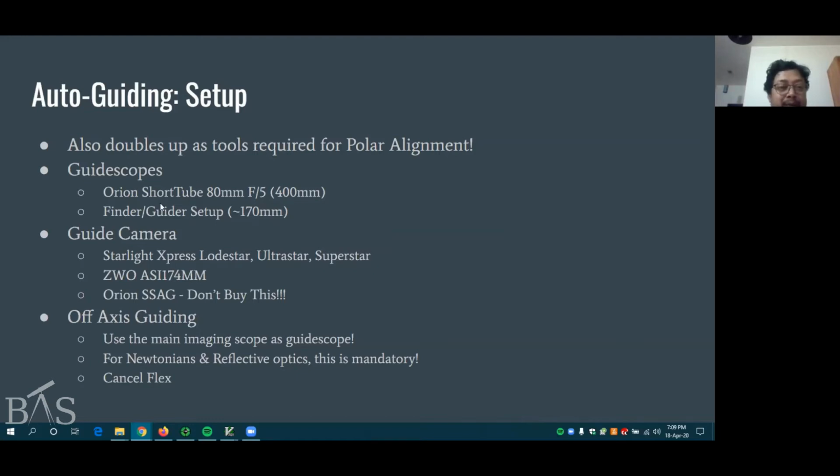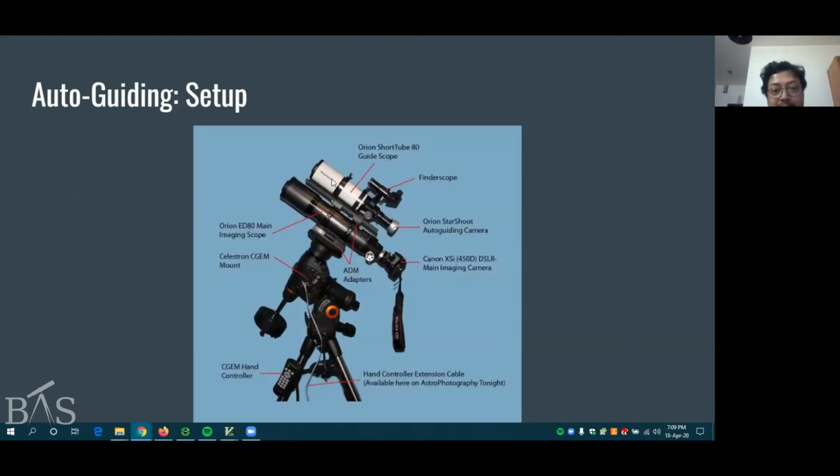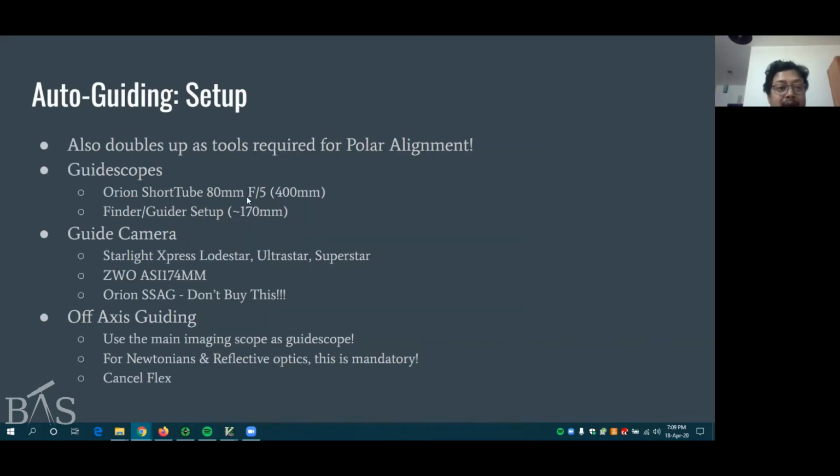I have an Orion short tube. This is actually an Orion short tube 80 guide scope, very popular. A lot of people these days use a finder guider setup. Vishwa himself uses one, which has a focal length of about 170, whereas our short tube has a focal length of 400 mm. You may ask, is there a relationship with the main imaging scope? There is, but with a shorter focal length guide scope, you can guide up to 1200 mm of imaging focal length. So it covers a pretty wide area.